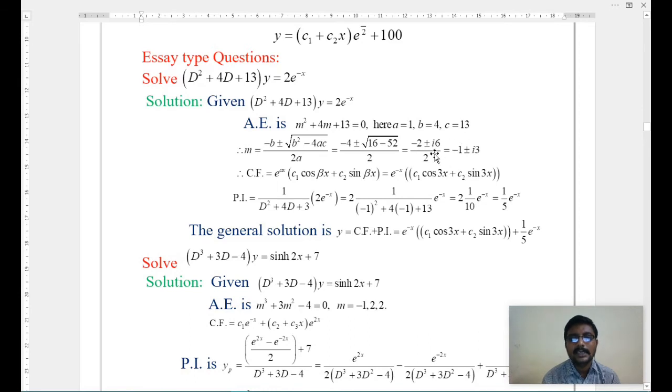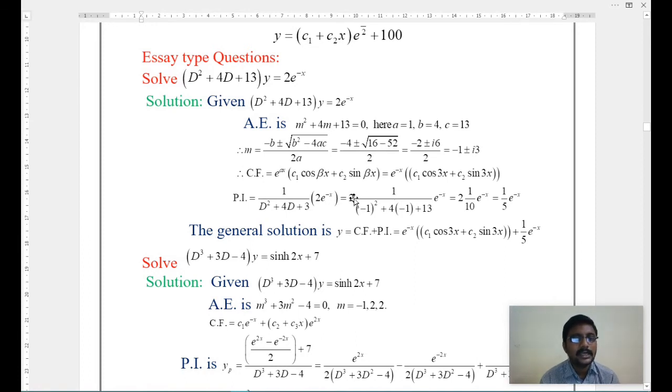So the complementary function should be e^(αx)(C1 cos βx + C2 sin βx). Replacing α as -1 and β as 3, we can define the complementary function. Now the particular integral formula, what is the formula here? 1/f(D) times the right hand side function. What is f(D) here? D² + 4D + 13, and the right hand side function is 2e^(-x). So 2 is a constant, just take it outside of the integral operator, that is 1/f(D) is the integral operator here.